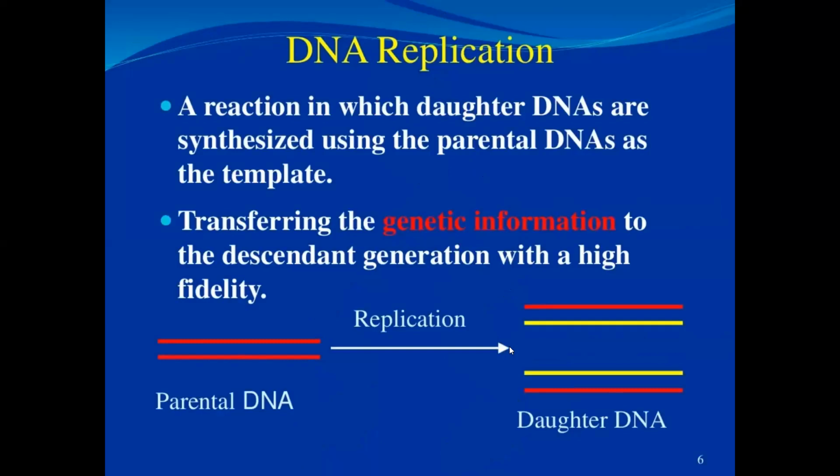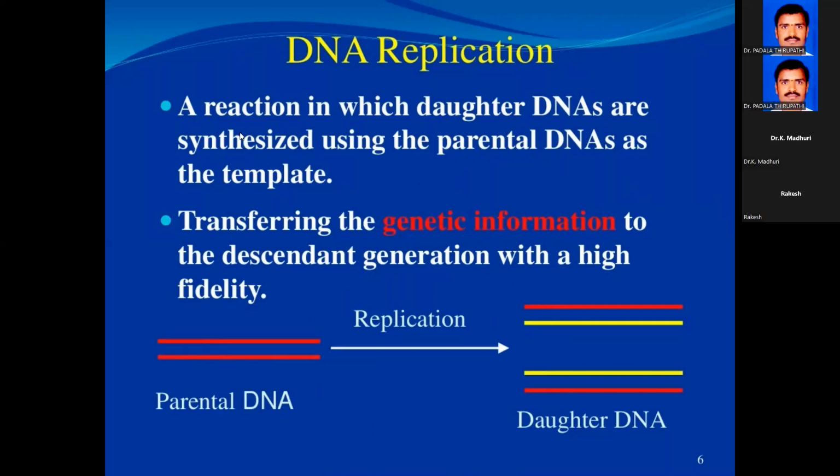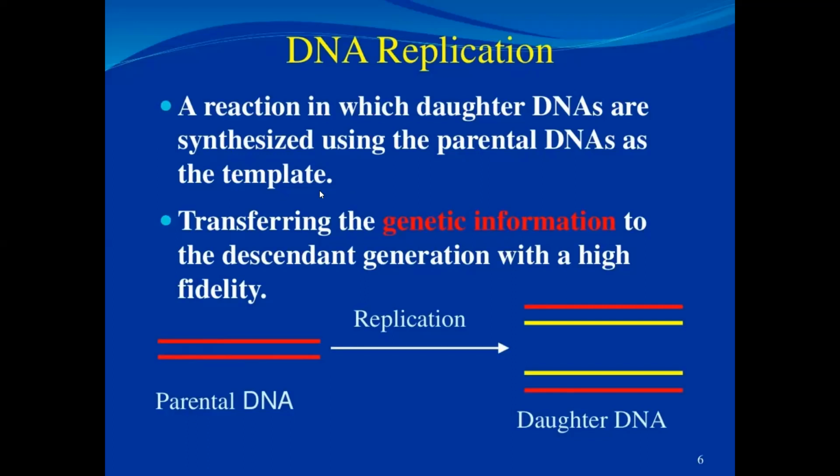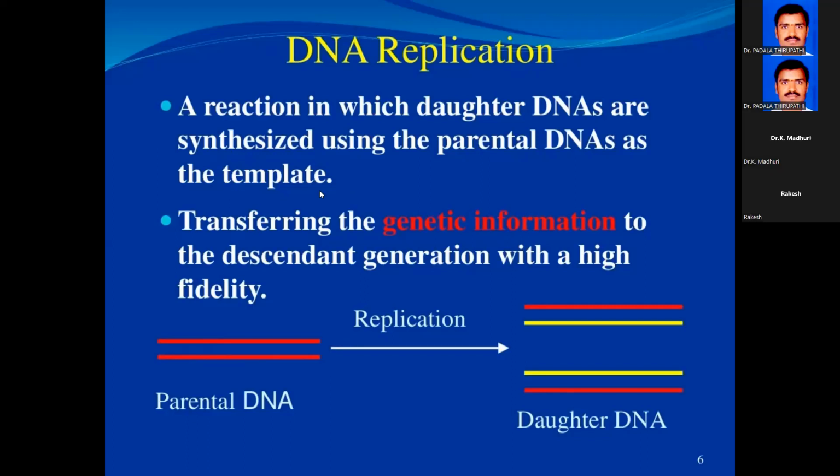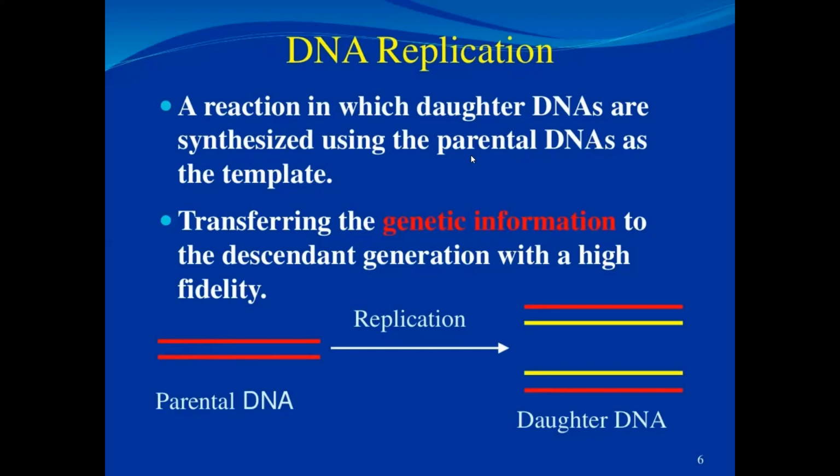A reaction in which the daughter DNAs are synthesized using the parental DNAs as the template. Template is a kind of copy, like when we take a standard copy to make other copies, so we take it as a template. This transfers the genetic information to the descendant generation with high fidelity. Without fidelity, it's like a lie. So DNA replication is called high fidelity.